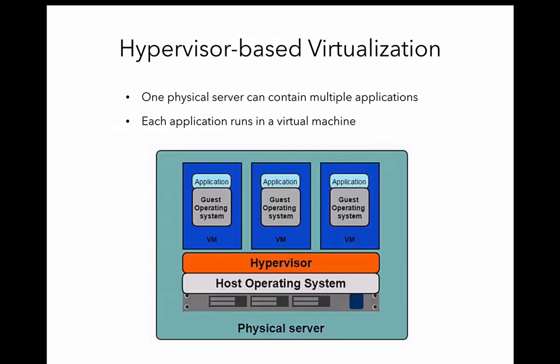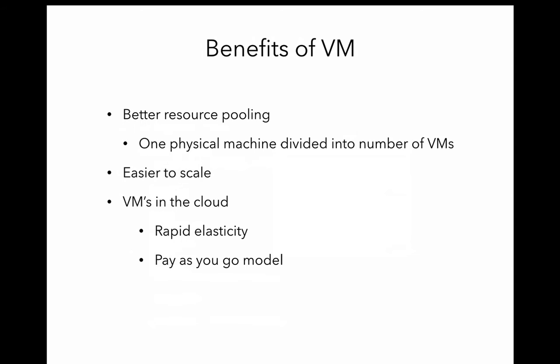Now there are various advantages. One is you had better resource pooling. You were able to share the resources from a physical machine. One physical machine is divided into a number of VMs, and you are able to share the memory and the hard disk of that. It was easier to scale. Yes, so if I want two virtual machines on the same hard disk, I can create one more machine and do it. And with the advent of the cloud, the rapid elasticity and the pay-as-you-go model, it was easier to create virtual machines on the cloud.